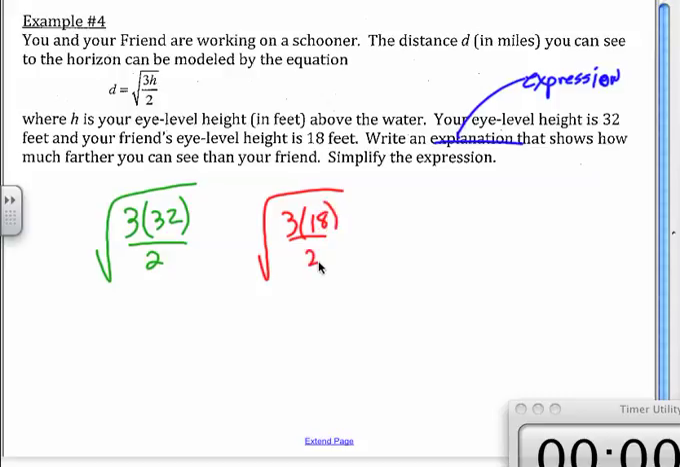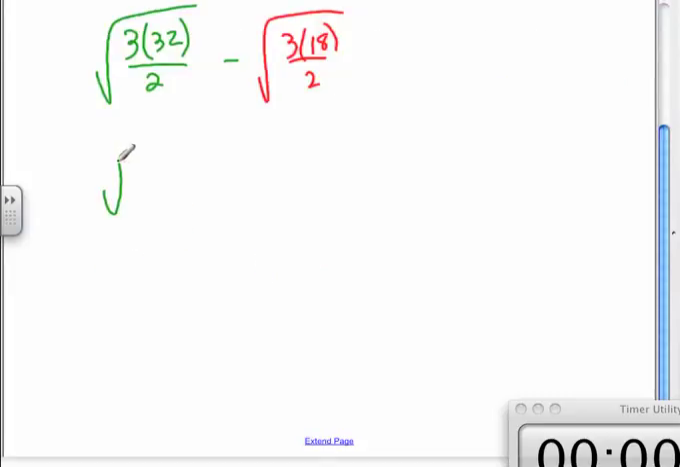All right? Now, there we go, still working. Let's simplify these things. If I subtract, that'll give me the difference between these two values. They didn't ask us to give an approximation. They just said simplify it. I see you guys are already working on it, and that's fine. Square root of 96 over 2 minus the square root of 54 over 2.